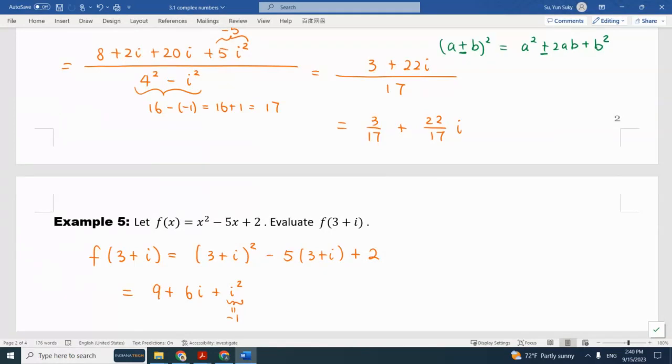Continue. Distribute. What do you get? And then minus 5i plus 2. Okay. What is the constant term? 9 minus 1 is 8. 8 minus 15 is minus 7, plus 2 is minus 5. Is everybody okay with that? Minus 5.